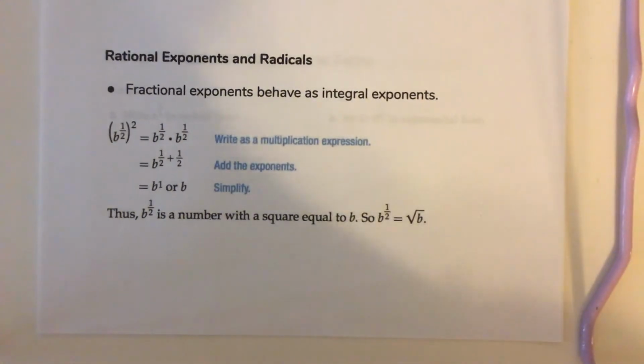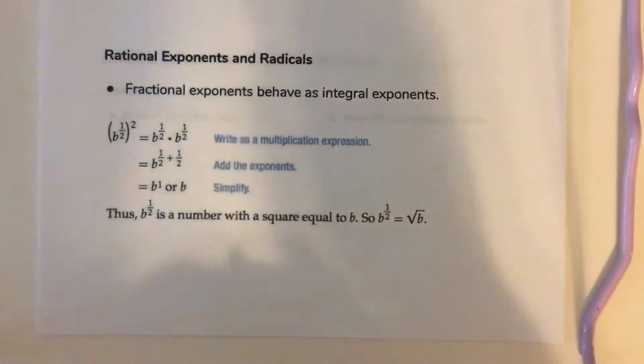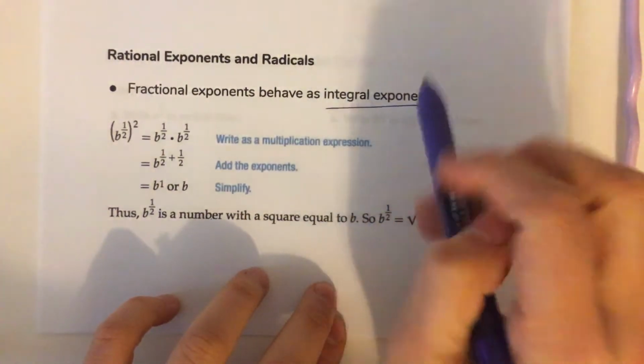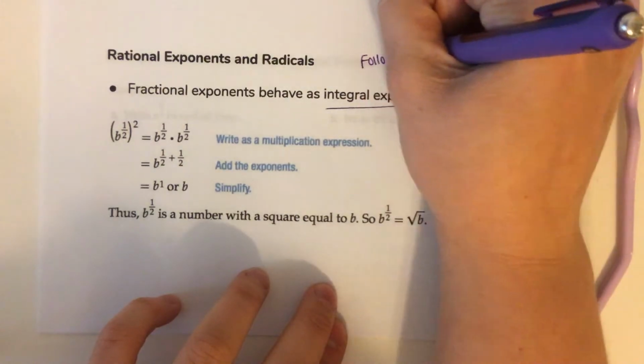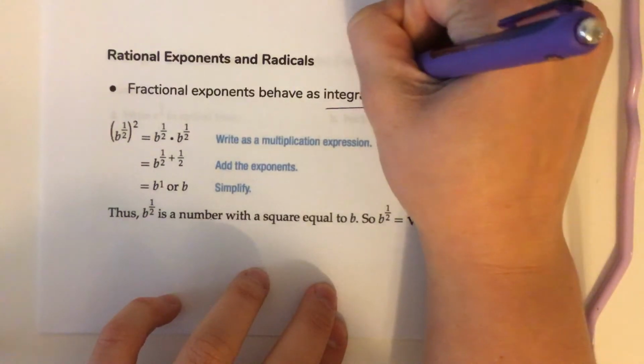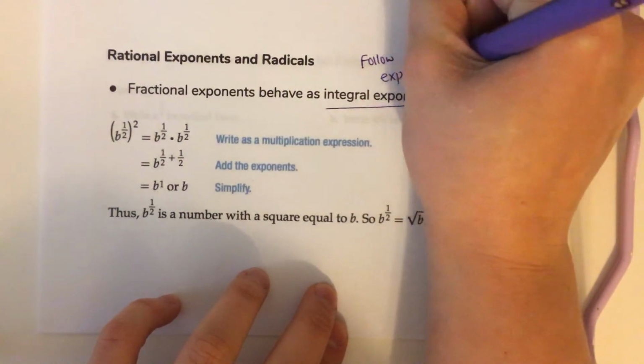rational exponents and radicals. Fractional exponents behave as integral exponents. All this little bullet point means is that they follow the same exponent rules that we've been using for a while now.